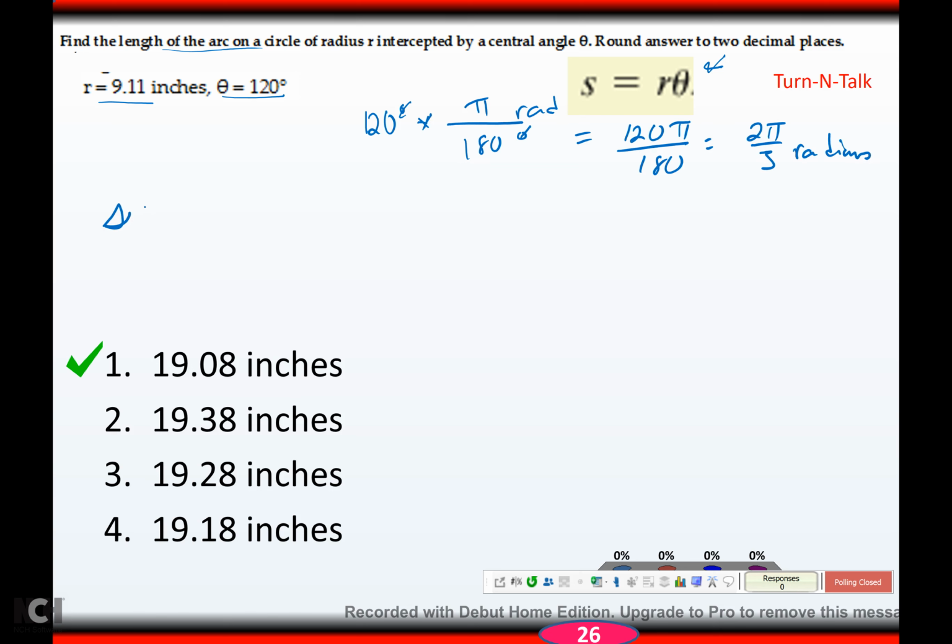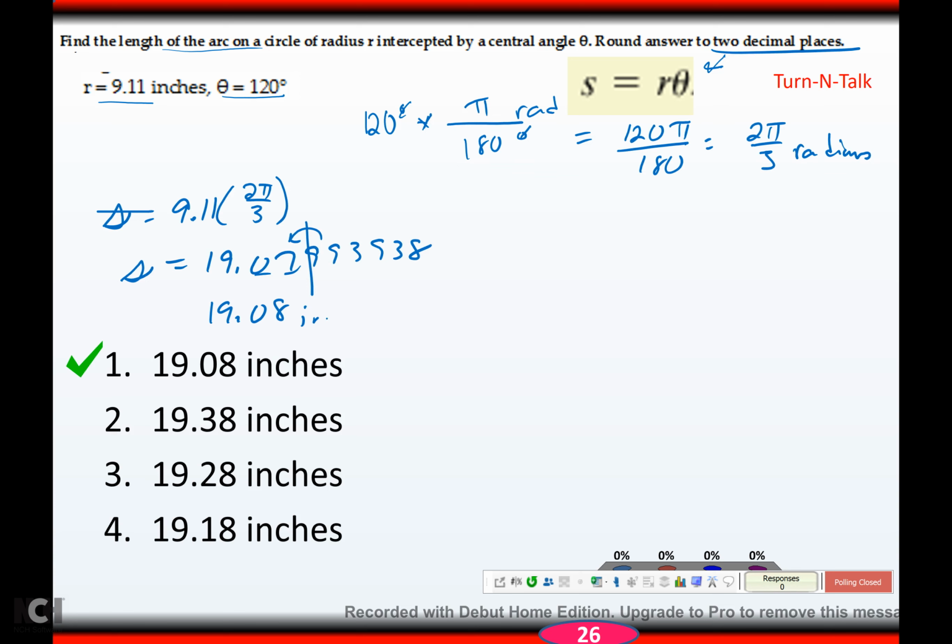So my arc length is going to be my radius times 2 pi over 3. So if I take 9.11 times 2 pi, enter, divided by 3, I get the arc length is 19.07993938. To 2 decimal places, the 9 bumps the 7 up, 19.08.